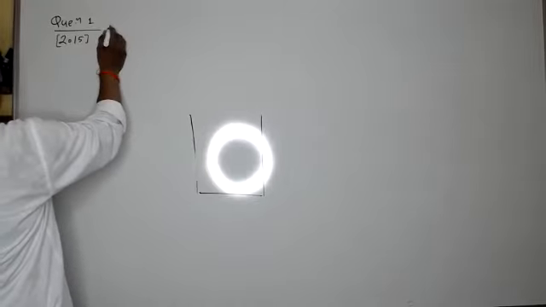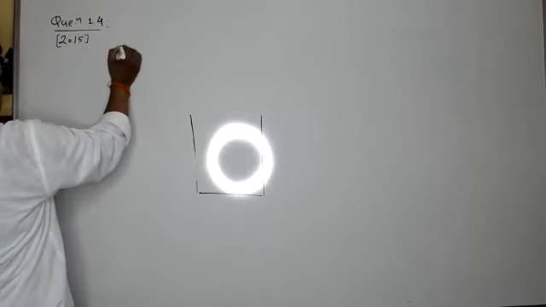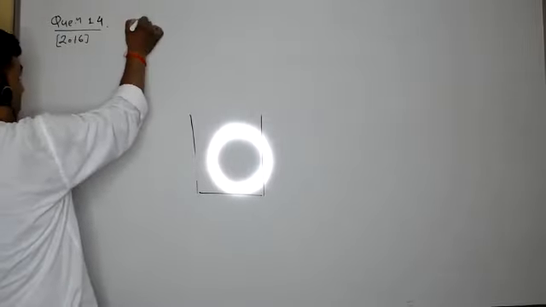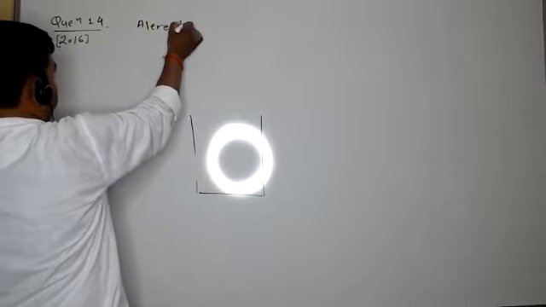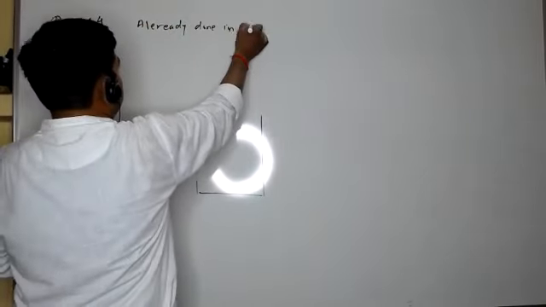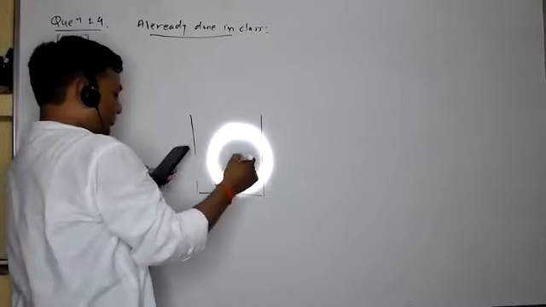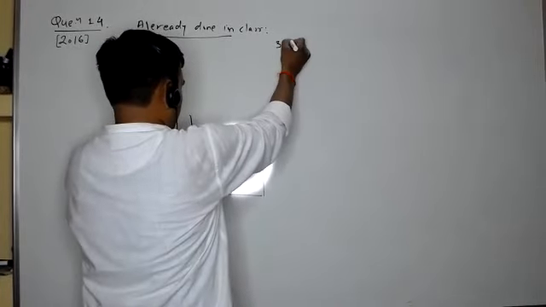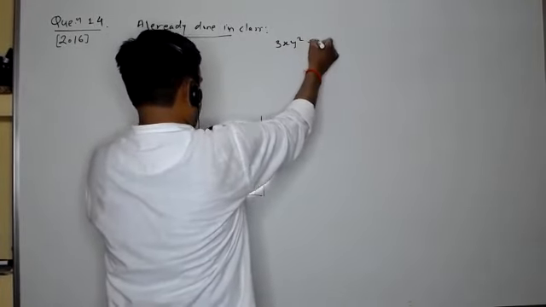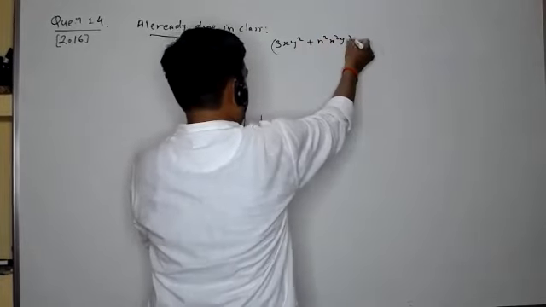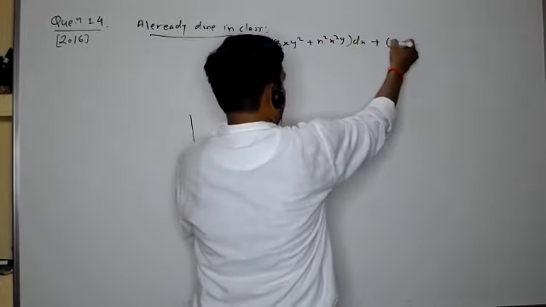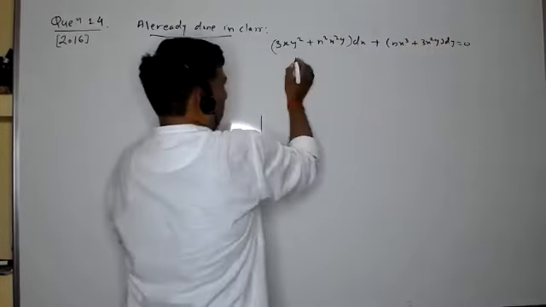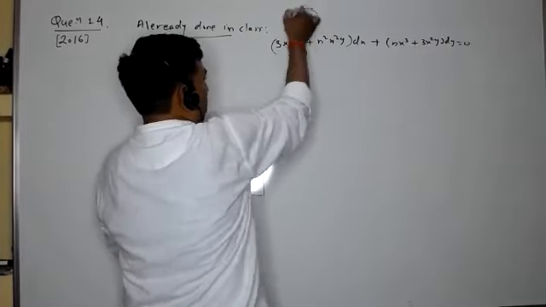Okay, question number 14. It is from the year 2016. Already done in class, okay? Still, they have asked to find the non-zero value of n for which (3xy^2 + n^2x^2y) dx + (nx^3 + 3x^2) dy = 0 is exact. They have asked to find the value of small n.